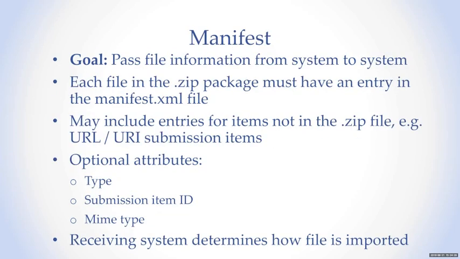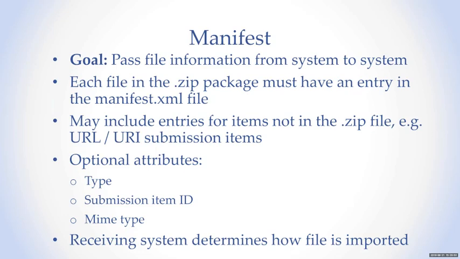I'm going to start with the manifest. The goal here is to define how we pass file information from system to system. When the zip package lands on an FTP server at the receiving site, the receiving system has to understand what the files are and how to deal with them. So we do that through the manifest. It's a list of the files and some more detail about those particular files, so the receiving system knows what to do with them.